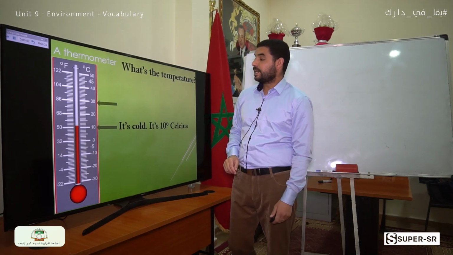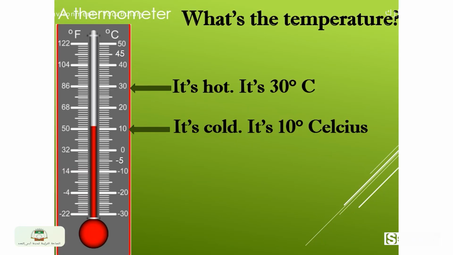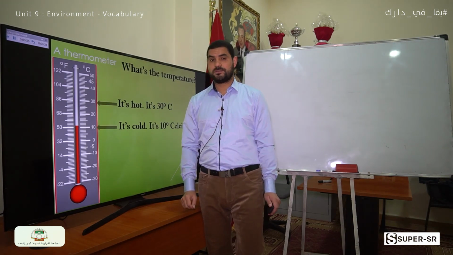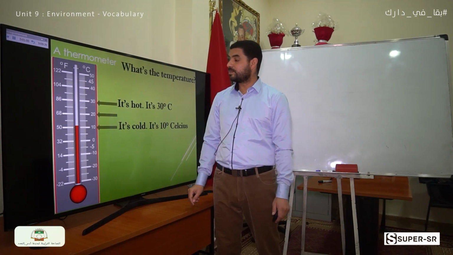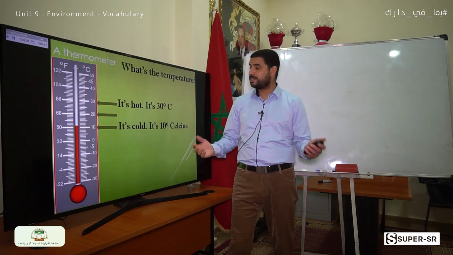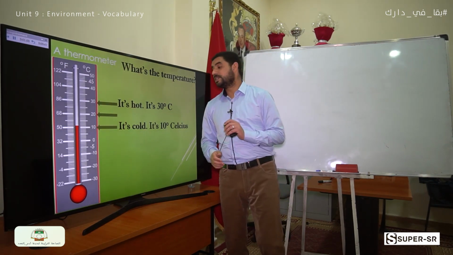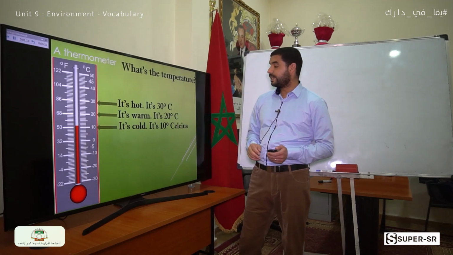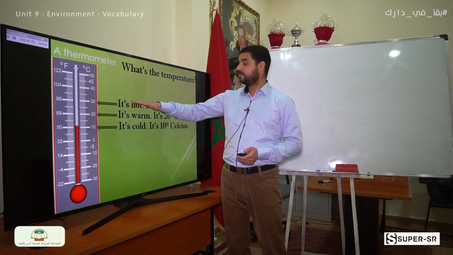Good. Another number. What's the temperature here? It's hot. It's 30 degrees Celsius. Good. Now, between cold and hot, for example, if the temperature is 20 degrees Celsius, how can I describe the temperature? Is it hot? Is it cold? No, it's warm. It's about 20 degrees Celsius. Very good. So here, it's cold. It's hot.